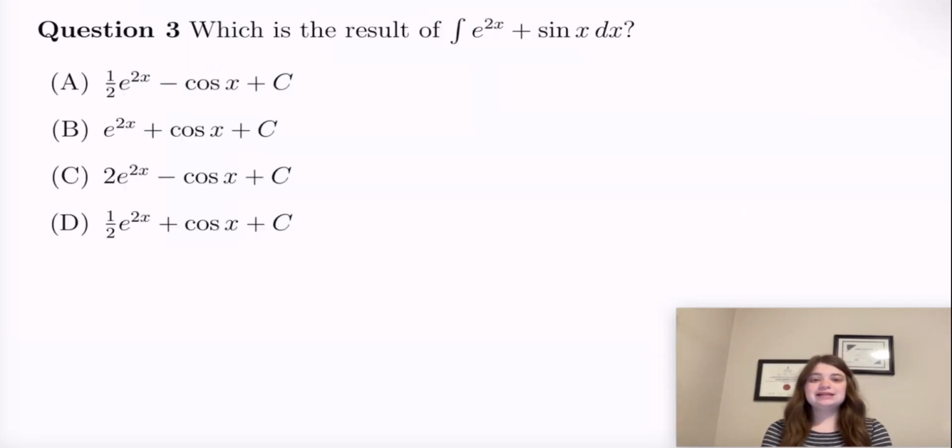All right, so this one says, which is the result of the integral of e to the power 2x plus sine x dx? Okay, so to figure this one out, same thing as before, we have to take the antiderivative of each of these and then add plus c in order to account for all possible antiderivatives of the function overall. Okay, so first of all, what's the antiderivative of e to the power 2x?